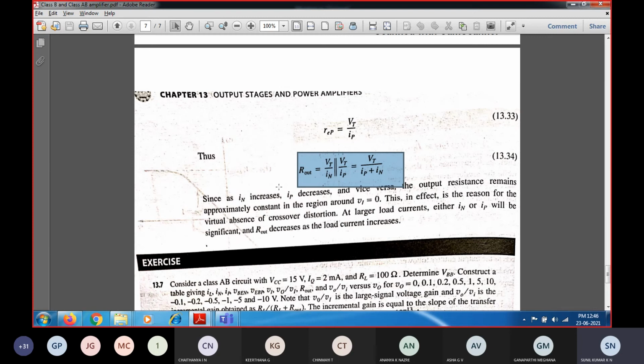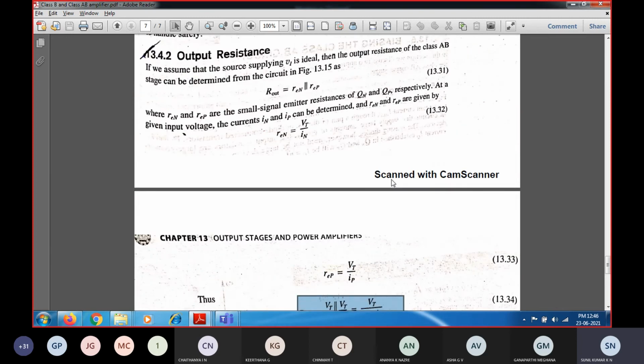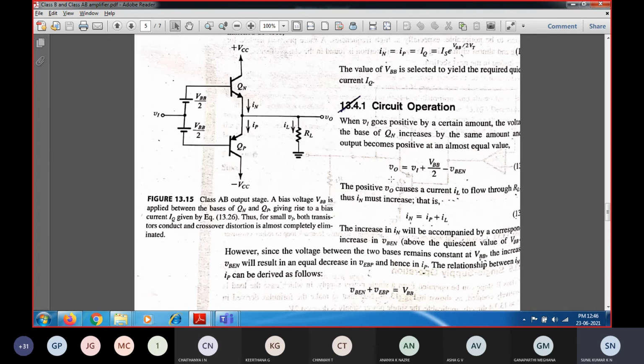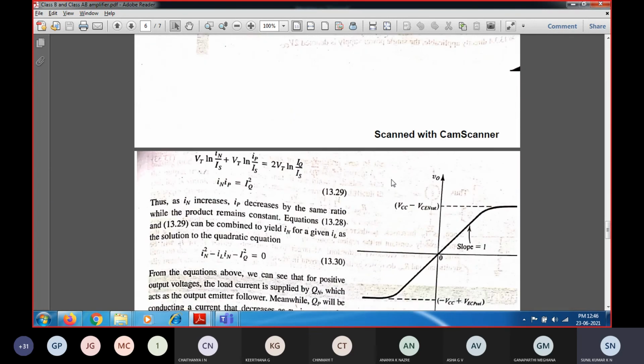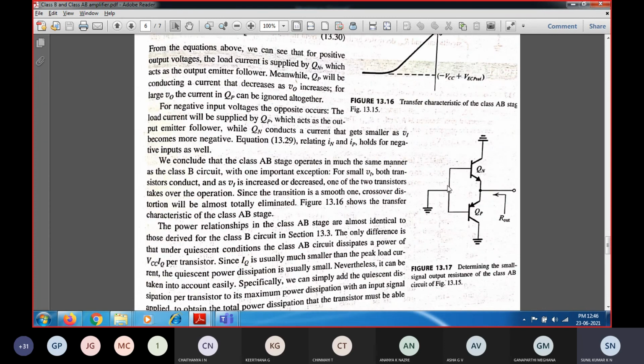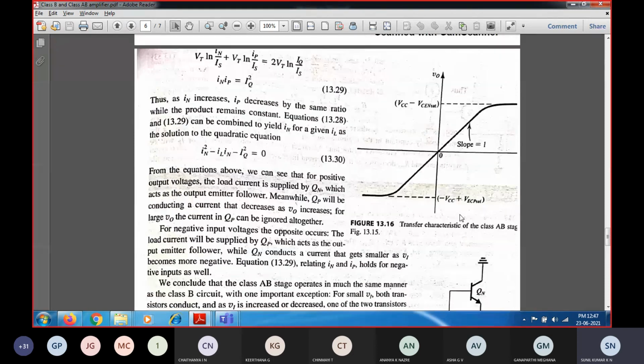Because crossover distortion has been avoided, the output resistance is going to be almost constant. So with this we have concluded the class AB amplifier. In this class AB amplifier we have not dealt with power conversion efficiency, because the power conversion efficiency remains the same as what we had in class B. The only difference is that you will not have any crossover distortion in the class AB amplifier. Is it clear? This concludes the third module, that is, the class AB amplifier.